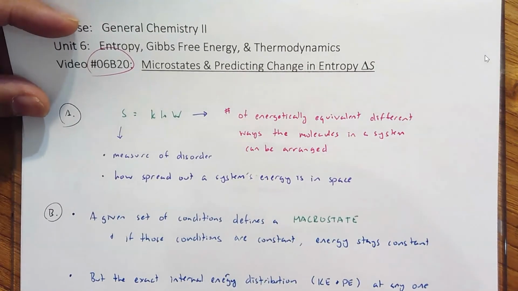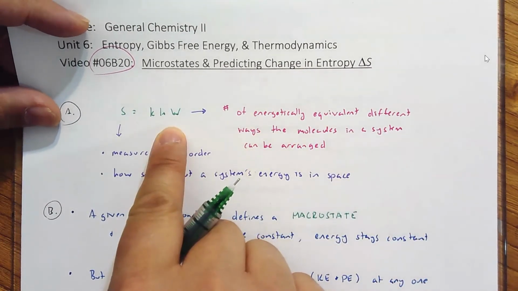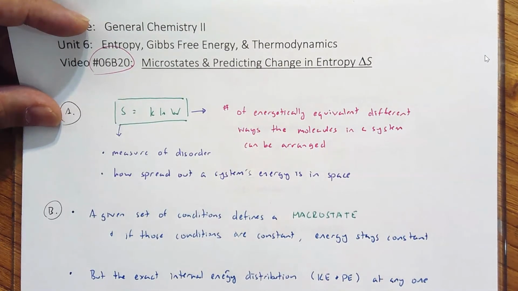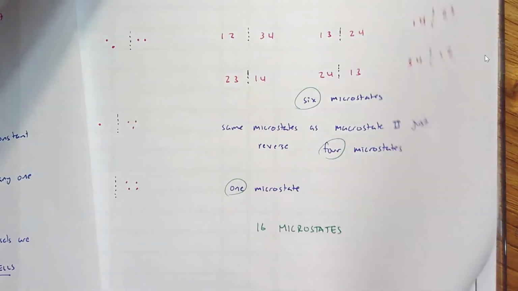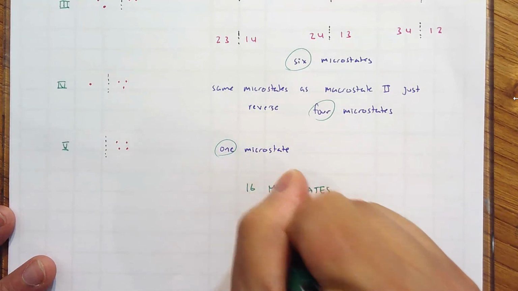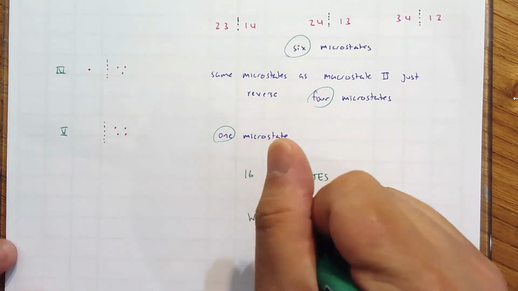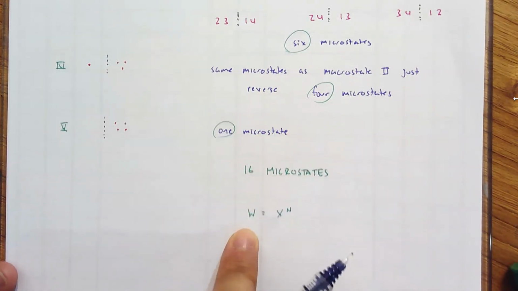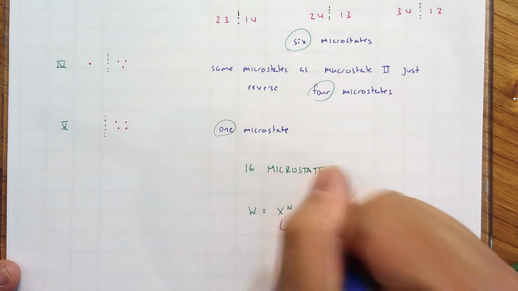I mentioned at the beginning that it's important for us to know W well to be able to use the Boltzmann equation. W, in this case, there's an equation. And let me go back to the second page. W equals x to the n. What is going on there? W equals x to the n. Very simple. You know that W is in the Boltzmann equation. X is the number of cells.